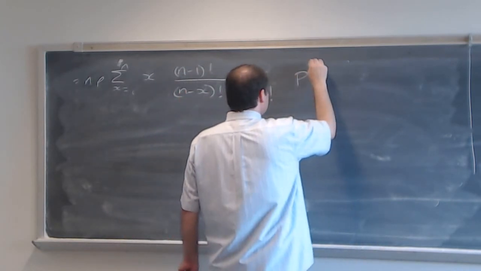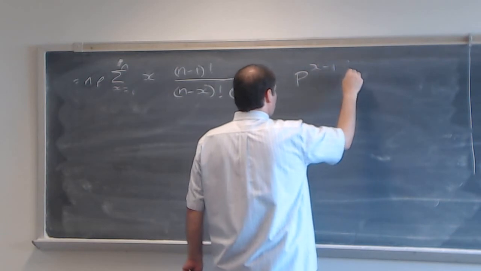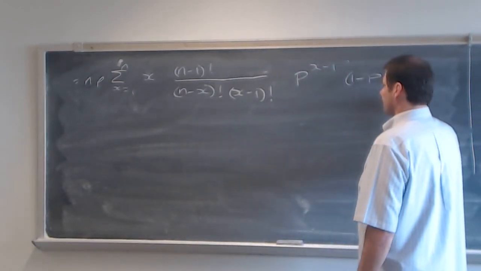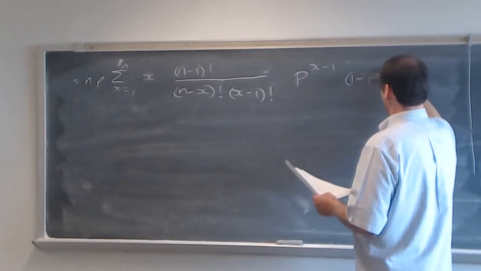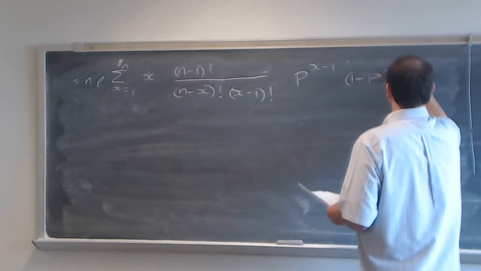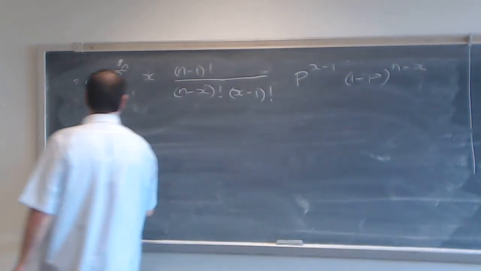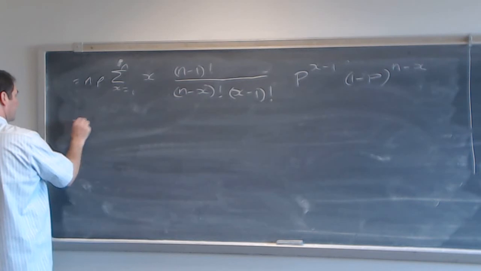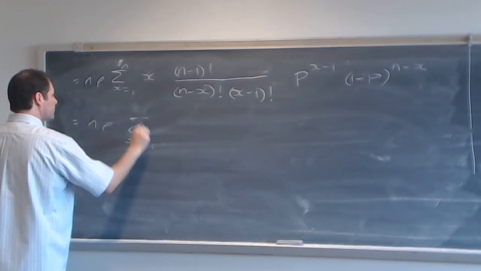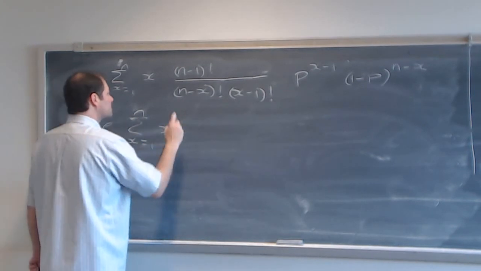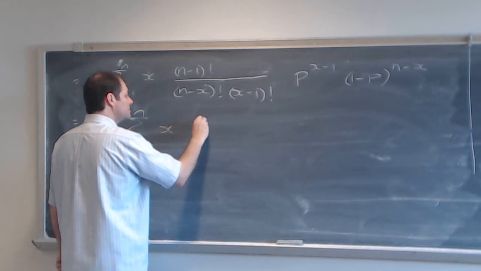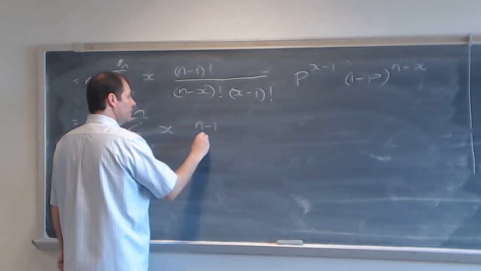We'd have p, it used to be the x, so now it's x minus 1, and then 1 minus p to the n minus x. All right. Now, this is n times p, the sum as x runs from 1 to n of x. Here, I'm going to rewrite this as n minus 1 choose x minus 1.